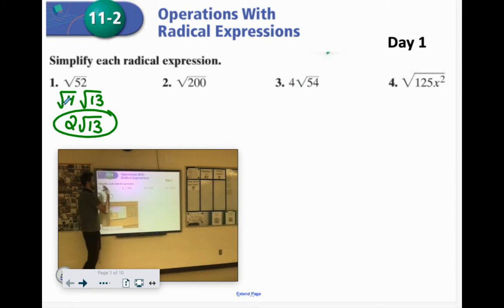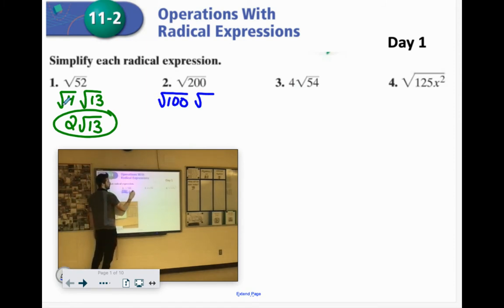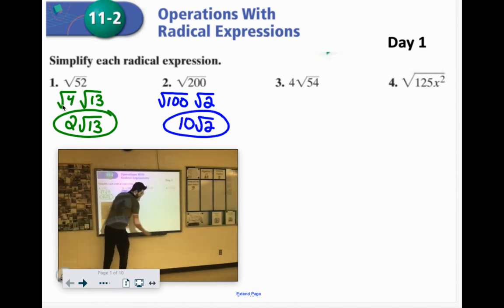200. Anything that ends in 100 is nice because 100 is a perfect square. So 200 is 100 times 2. The square root of 100 is 10. So we have 10 root 2. No perfect squares left in 2.